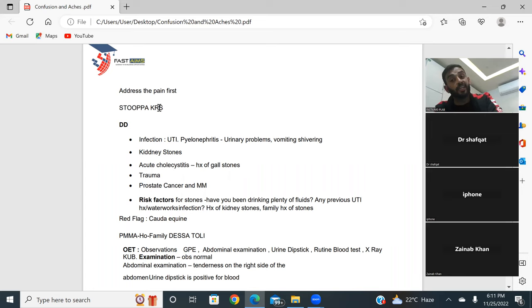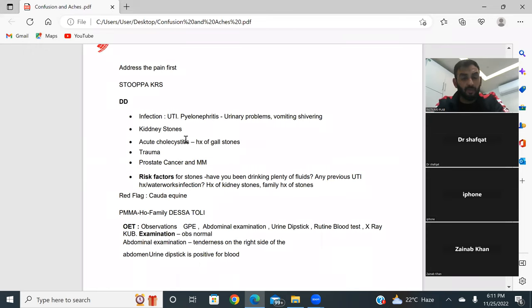R for radiation, where the pain is going. And S for score the pain for me. Can you score your pain for me from 1 to 10? Okay. So these are the questions you need to ask in any pain question. Any pain question. Okay. So again, we go from the dangerous to the most common.